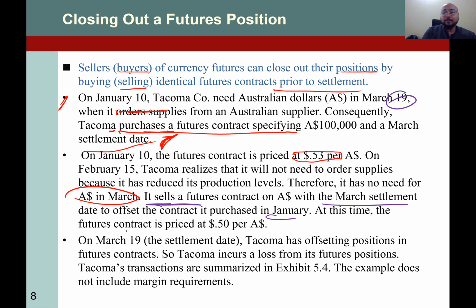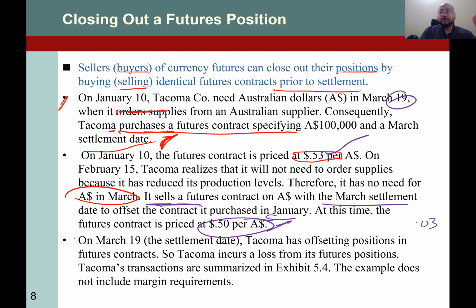So at this time, the future contract is priced at 0.50 per Australian dollar. So what happened on March 19? They will be buying the Australian dollar at 0.53 and selling it at 0.50. The difference would be 0.03. That would be their loss, right?